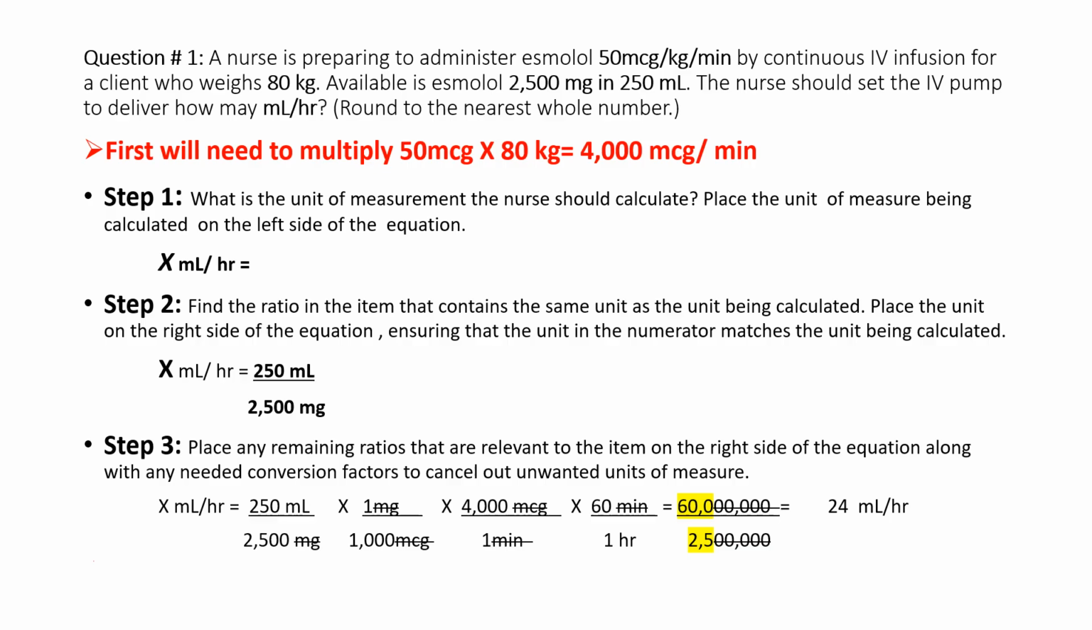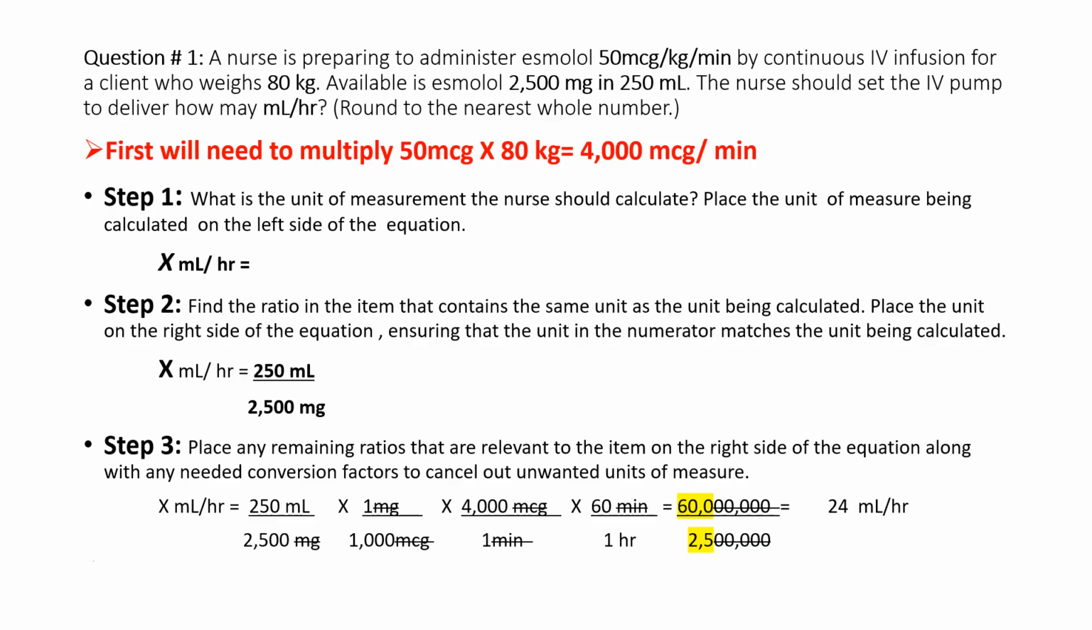A nurse is preparing to administer esmolol, 50 micrograms per kilogram per minute by continuous IV infusion for a client who weighs 80 kilograms. Available is esmolol, 2,500 milligrams in 250 ml. The nurse should set up the IV pump to deliver how many ml per hour? Round to the nearest whole number. So you can see we want to find the answer of ml per hour.